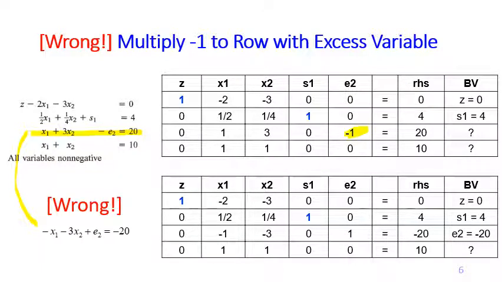Why? Because the value of e2 becomes -20, but remember that we write down that all variables, including e2, must be non-negative. So this is not the correct way. This is a very wrong way to do that. You cannot just convert into standard form and then multiply it with -1. Do not do this. Again, this is wrong.